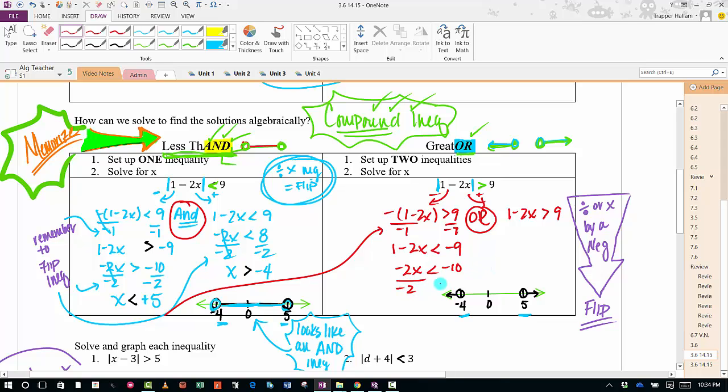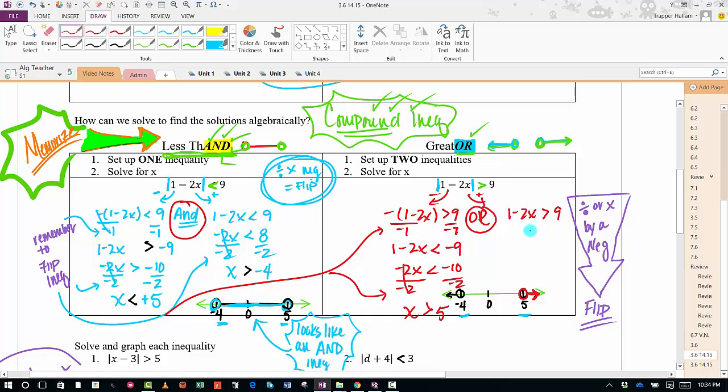And I'm going to divide by negative 2 on both sides. Again, watch your flip here. So I'm going to flip my sign. I get positive 5 on the right. Those turn into 1, so I get my solutions are greater than 5. So you can see this time I'm at 5, not colored in, and I'm going to the right. So you can see the difference there.